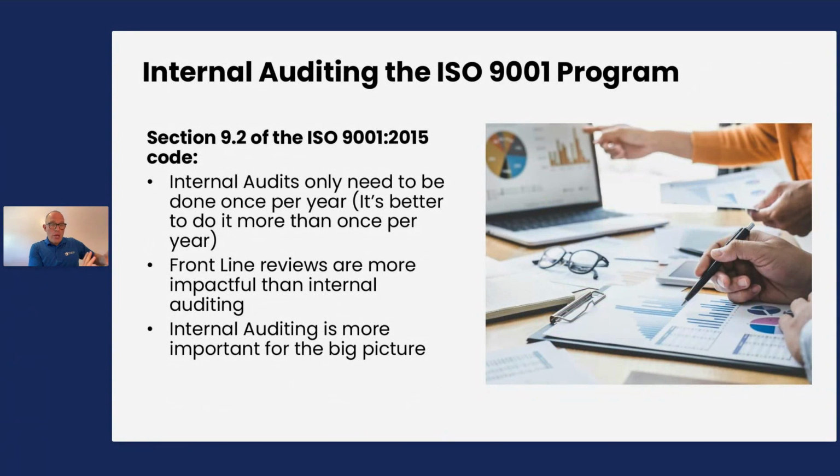So with that said, when we put aside the frontline evaluations and we think about internal auditing of the ISO 9001 program, this is section 9.2 of the ISO 9001 program. So 9.1 was the evaluation and analysis. As we look at internal auditing, and again, we have several lengthy video series on internal auditing, and we have webinars about it as well. So if you want more background as to what an internal audit is and how to properly perform one, please feel free to go to our website. Those are free and available. I think they're also on YouTube as well.